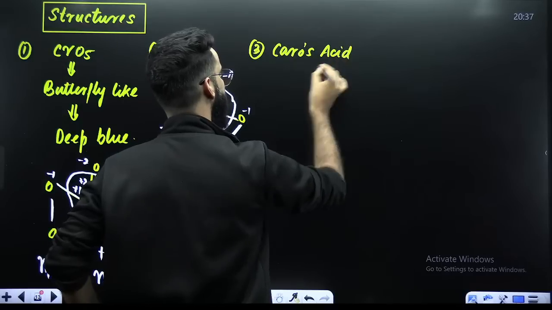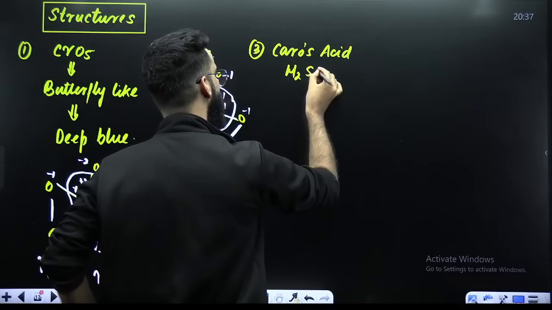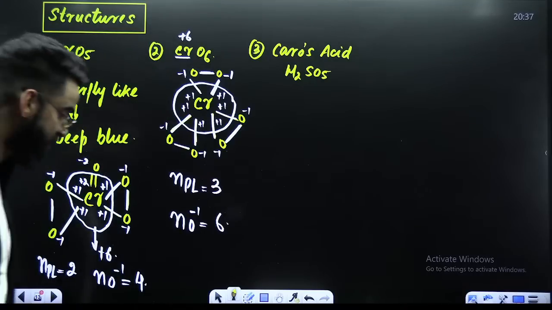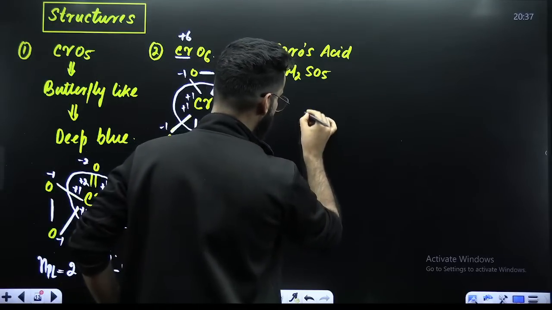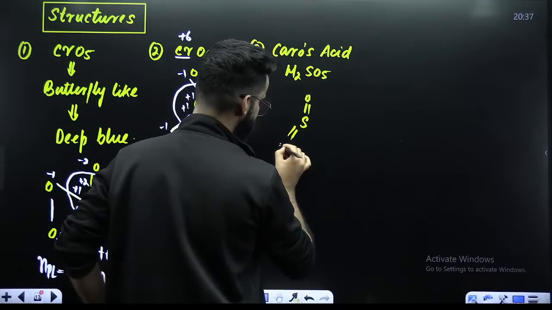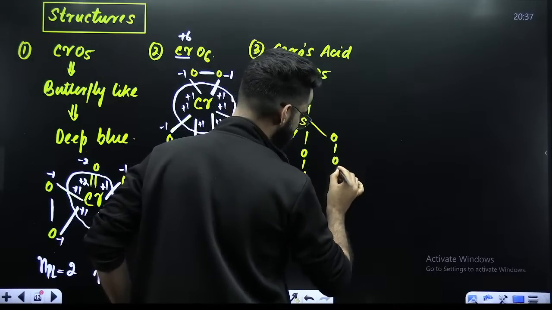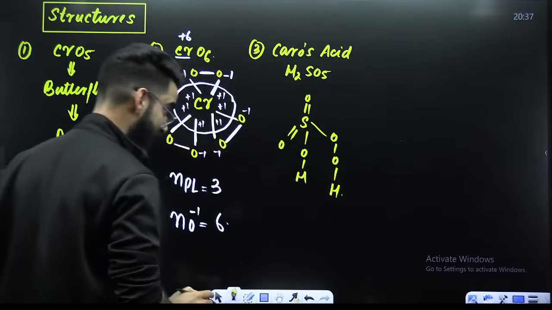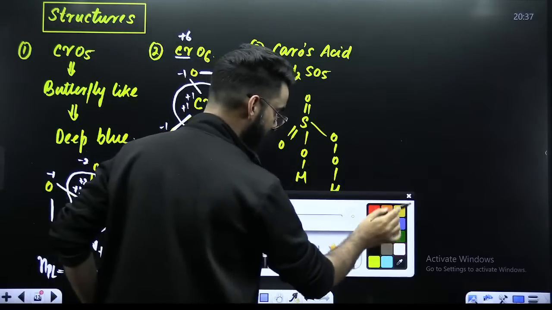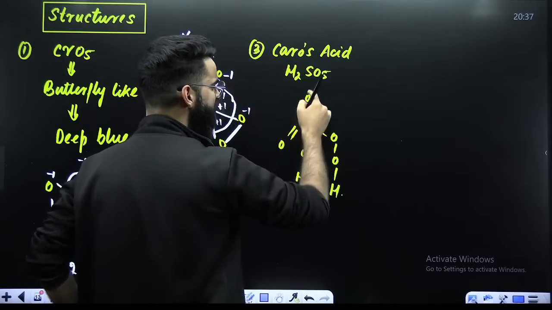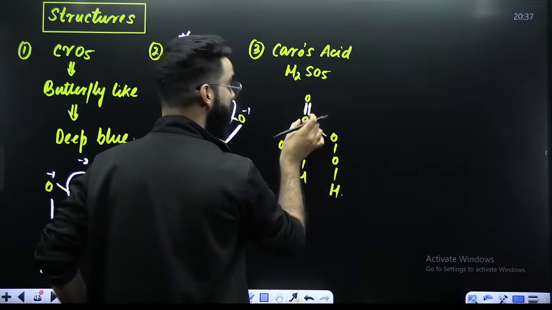What is the formula for Caro's acid? It is H2SO5. You should know its structure as well. H2SO5 looks like this. S double bond O, this is double bond O. Oxygen attached with hydrogen. Oxygen, oxygen, and hydrogen. This is the structure of your H2SO5. Now, guys, try to understand. This is S double bond O. Which one is more electronegative? Oxygen, so both the bond pairs go towards oxygen.